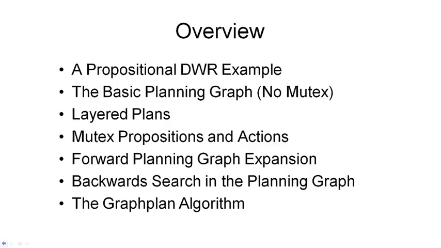Before we go into the details of the graph plan system, I want to start with a simple example that we will use throughout this segment. This example is again from the DocWorker robot domain, so you should be familiar with that. And it illustrates the propositional representation, so it consists of a propositional planning domain and a propositional planning problem.